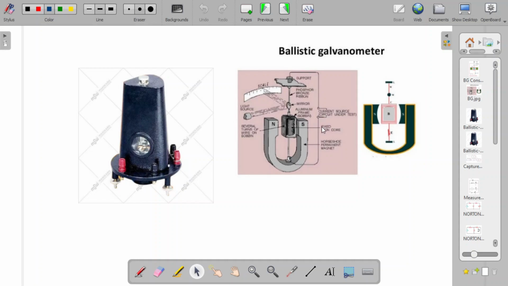Now basically you can call this ballistic galvanometer a moving coil galvanometer, because the coil moves. Now what is the difference between this ballistic galvanometer and a normal galvanometer which we use in the lab? Ballistic galvanometer is also used in labs, but it is not the one which we normally use to find the presence of current, right? It is another galvanometer which you see in the lab.